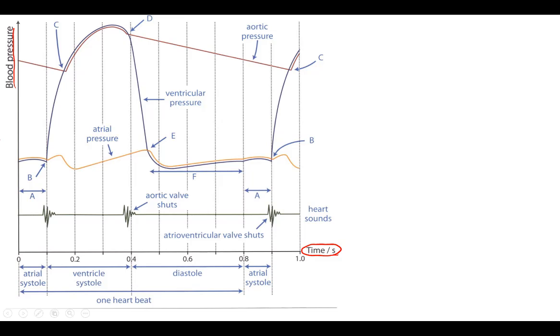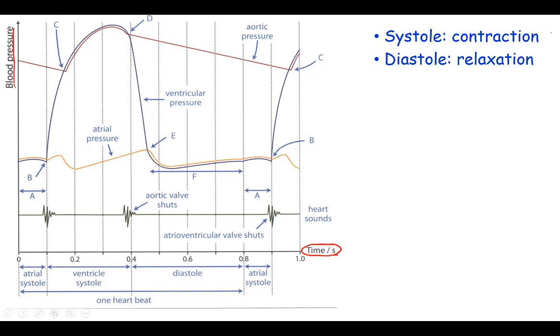Now, let's take you through some key points about this graph before we look at it in much detail. Remember, systole basically means contraction and diastole means relaxation. So during this section, the atria are contracting, which you'll remember from about 2 or 3 minutes ago. That means that the walls of the atria are contracting, so the pressure will be slightly higher and they're forcing blood into the ventricles. Ventricular systole will mean that the ventricles are contracting and the pressure in the ventricles will increase. Diastole means that everything's relaxed.